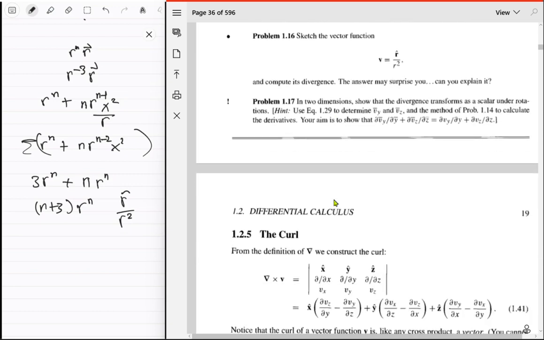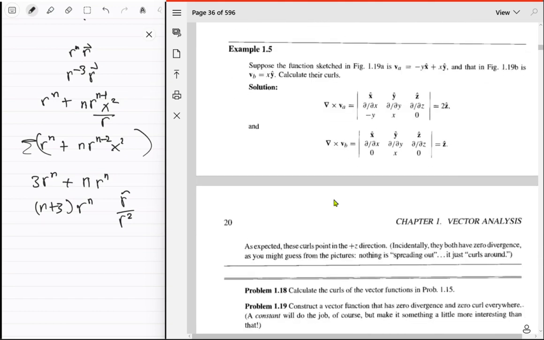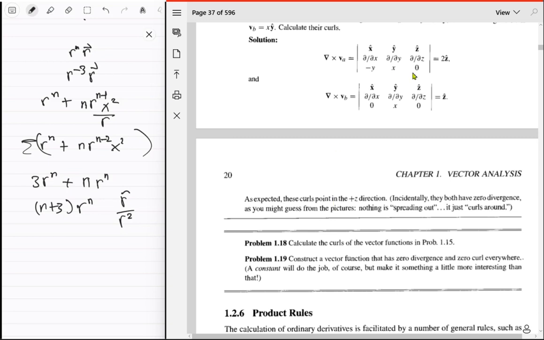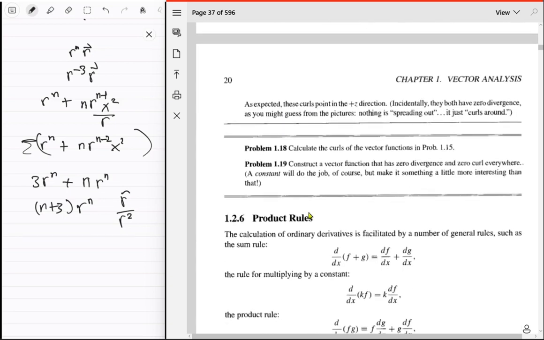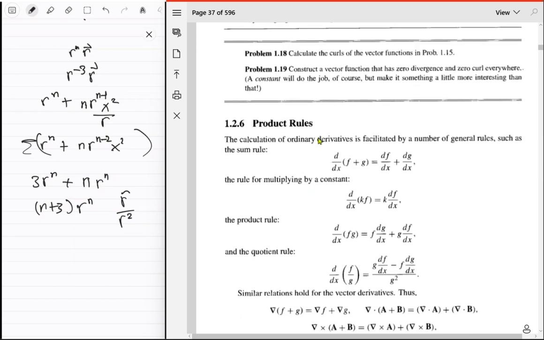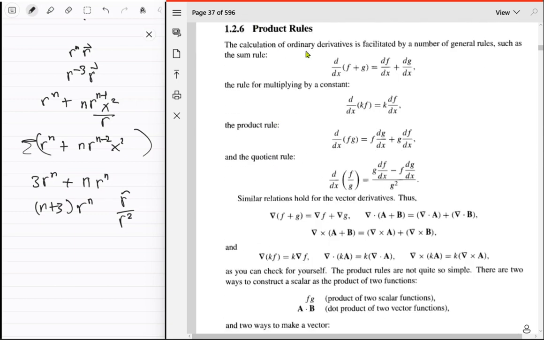Okay. What were we doing once again? Yeah, this thing. Right, so we already got this r hat upon r squared thing that works perfectly. You've got a constant, sure. I think that's enough, just move on. The calculation of ordinary derivatives is facilitated by a number of general rules, such as... there is some rule, okay, whatever.